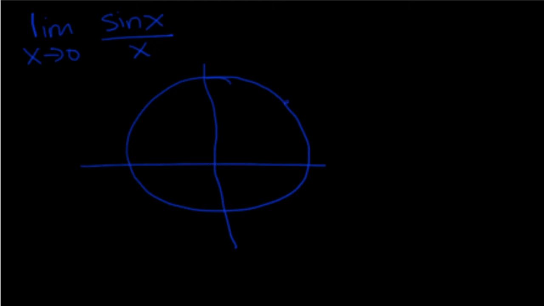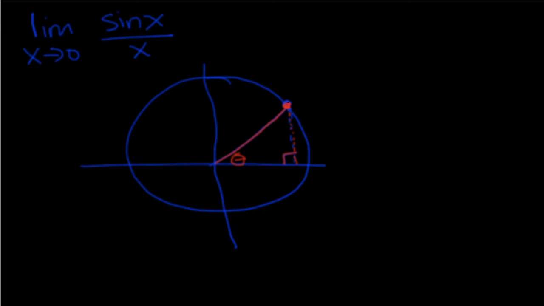Let's pick some point here. And let's draw down a perpendicular to get a right triangle. And we'll call this angle theta.